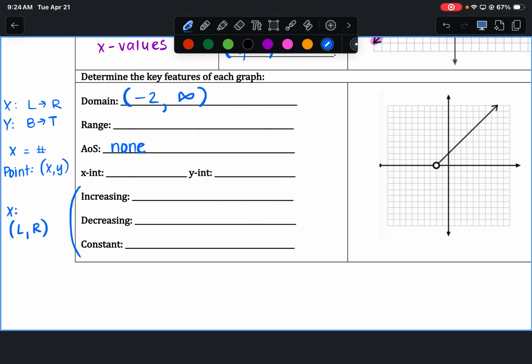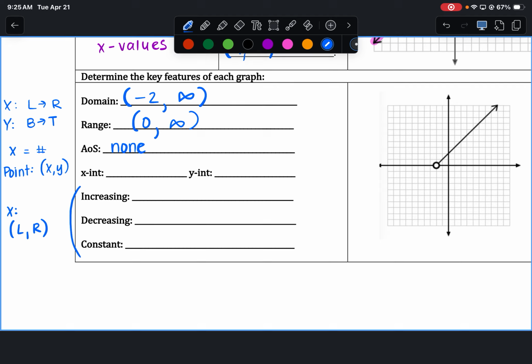Infinity always gets parentheses. Okay, now, for range, we're looking bottom to top. Where's the lowest this graph goes? 0. That's our lowest y value. Parentheses or bracket? Parentheses. Then, where's the highest this graph goes? Infinity. Parentheses or bracket? Parentheses.